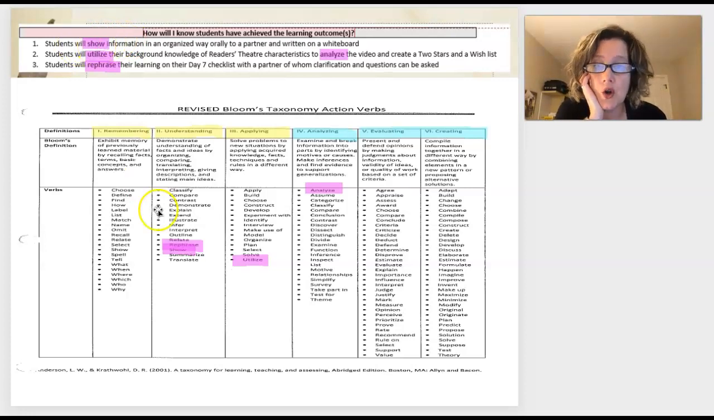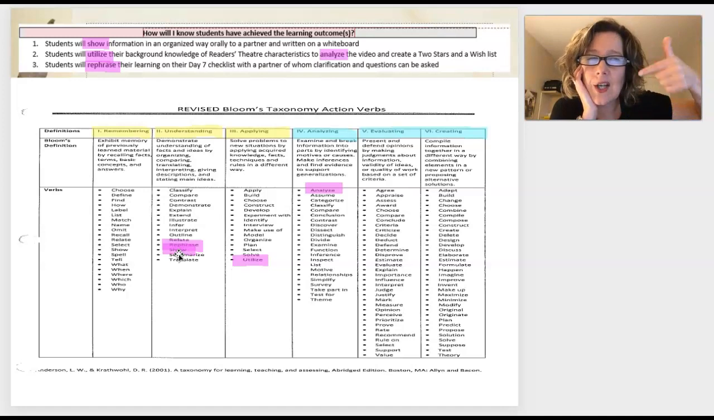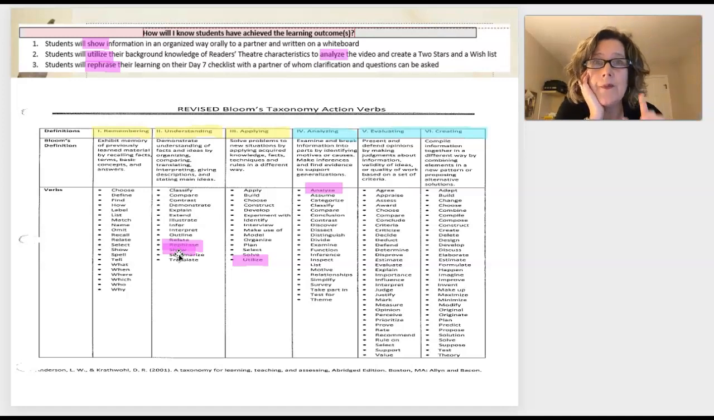Students will show, here it is, Bloom's verb, show information in an organized way orally to a partner and written on a whiteboard. Okay, so what's the child going to do to show you that they can organize information? They're going to show the information in an organized way. They're going to do it how? Orally with a partner, and then they're going to write it on the board. Okay, getting the idea that you actually have to be able to picture what the child is actually doing in your mind, in your mind's eye.